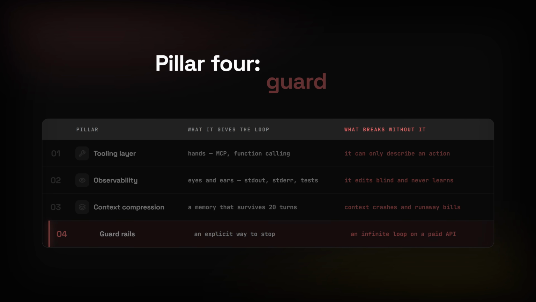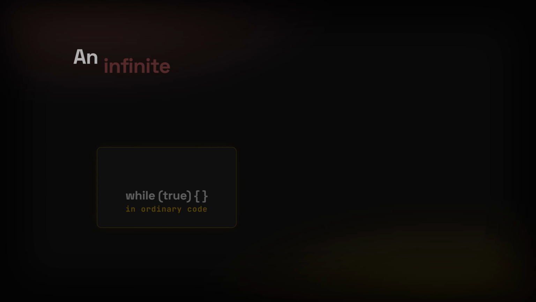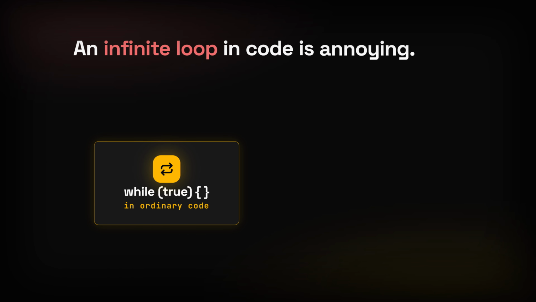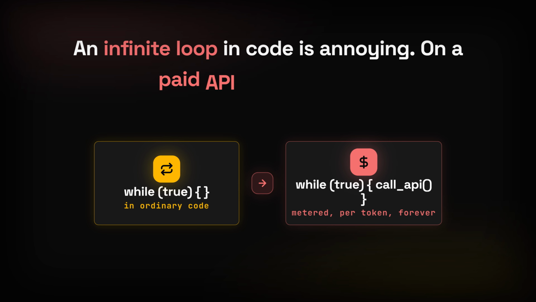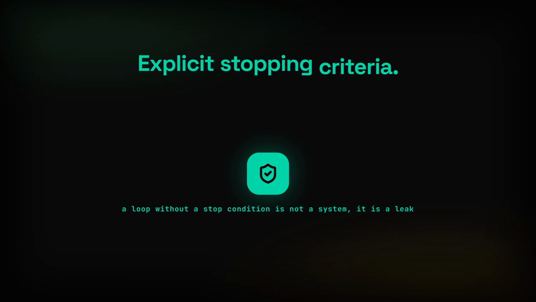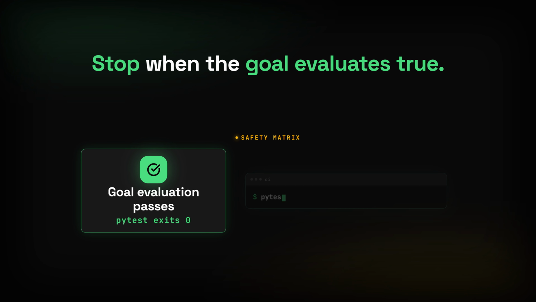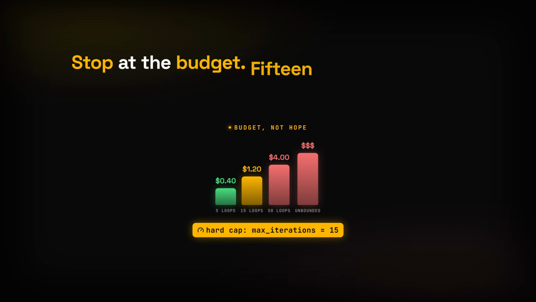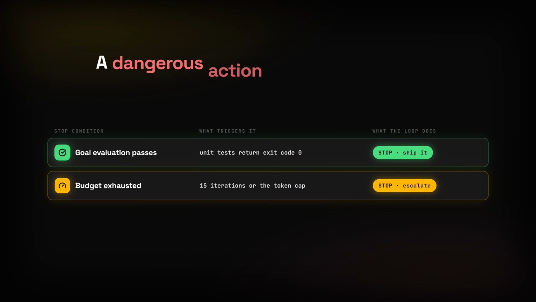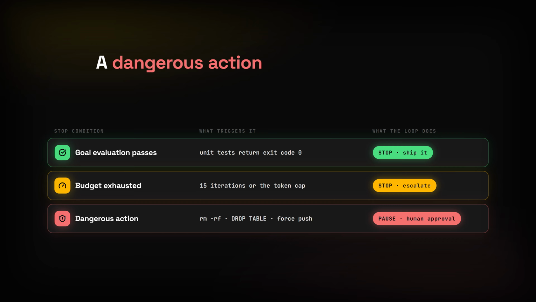Pillar number 4, guardrails and stopping criteria. An infinite loop in standard code is annoying. An infinite loop calling a paid AI API is an expensive disaster. Effective loops implement explicit stopping criteria. As shown in the safety matrix on screen, a loop must terminate when the goal evaluation passes, e.g., all unit tests return code 0. The maximum token budget or iteration limit is hit, e.g., stopping after 15 loops. The model attempts a dangerous action, such as running a destructive system command, triggering an immediate human-in-the-loop approval pause.